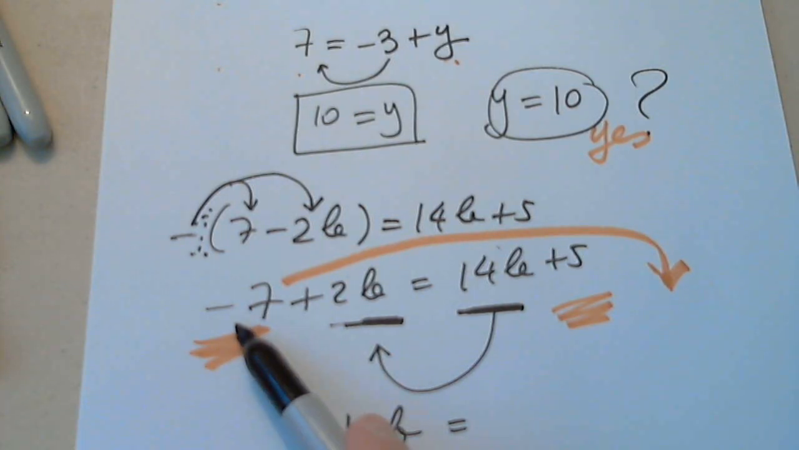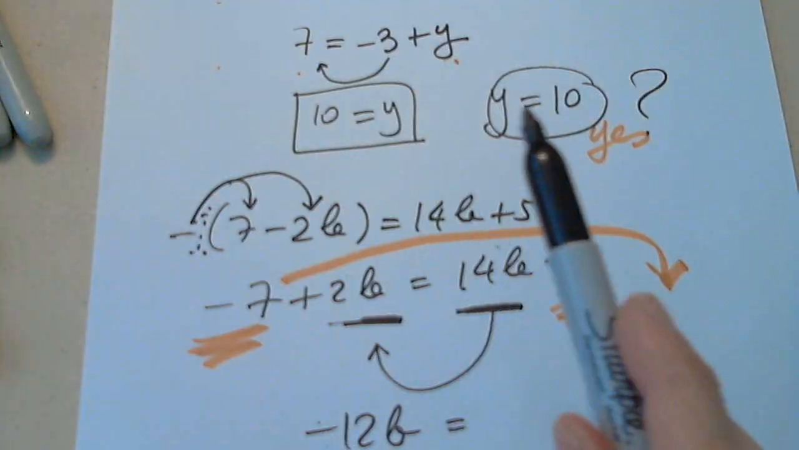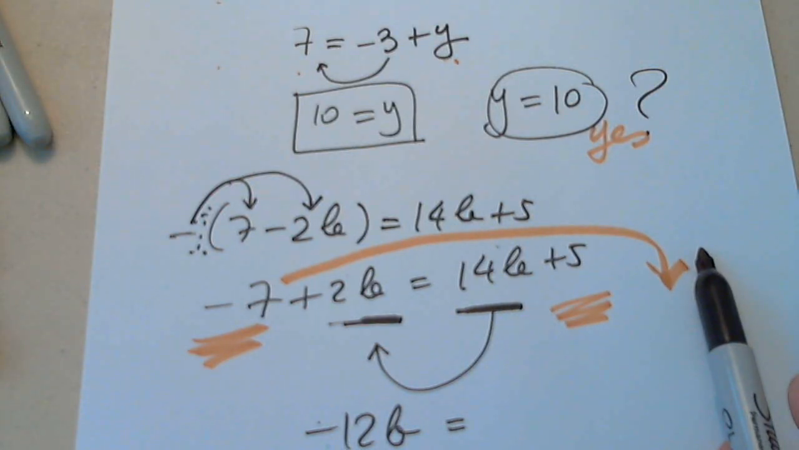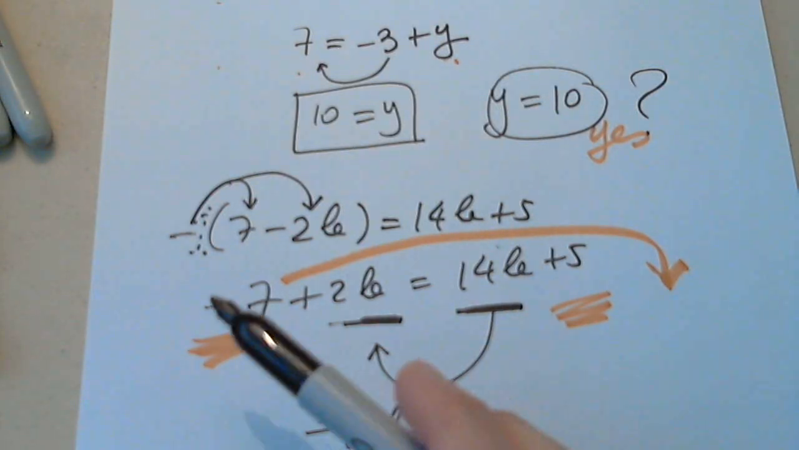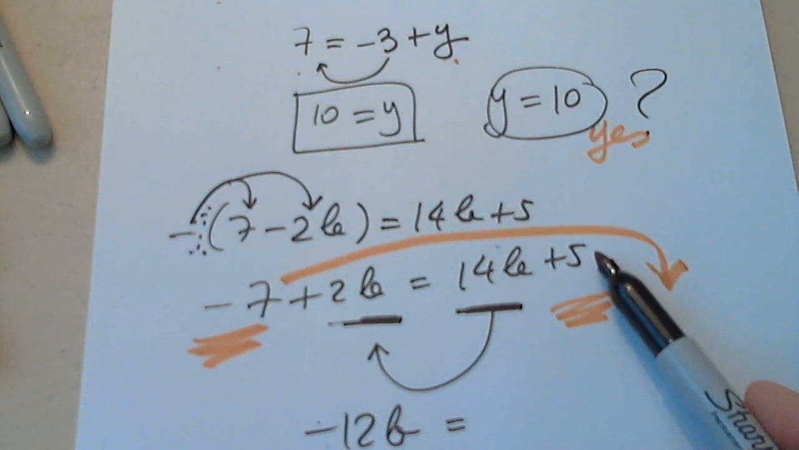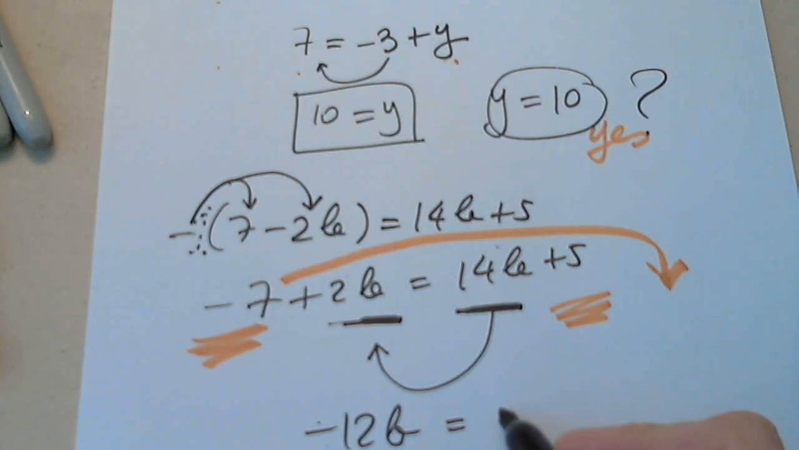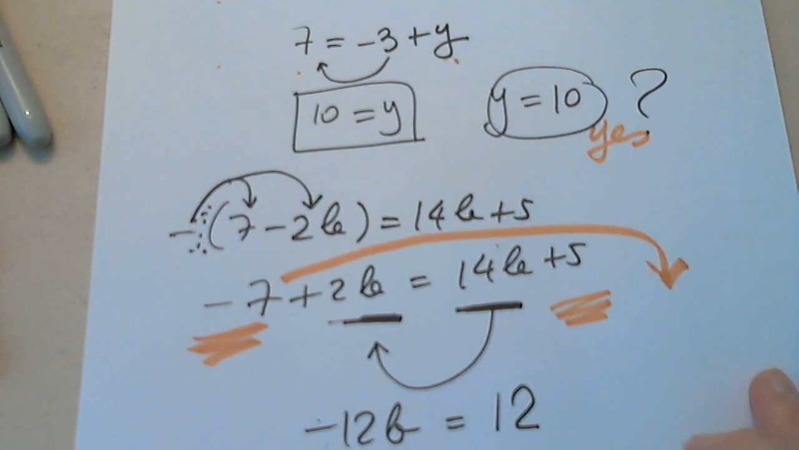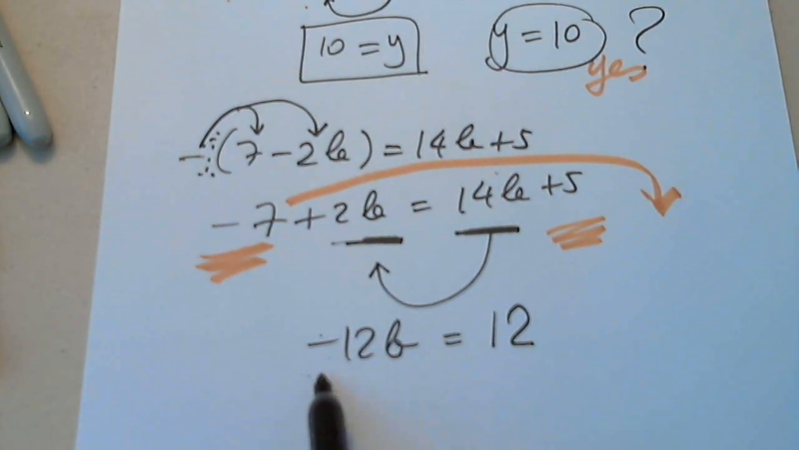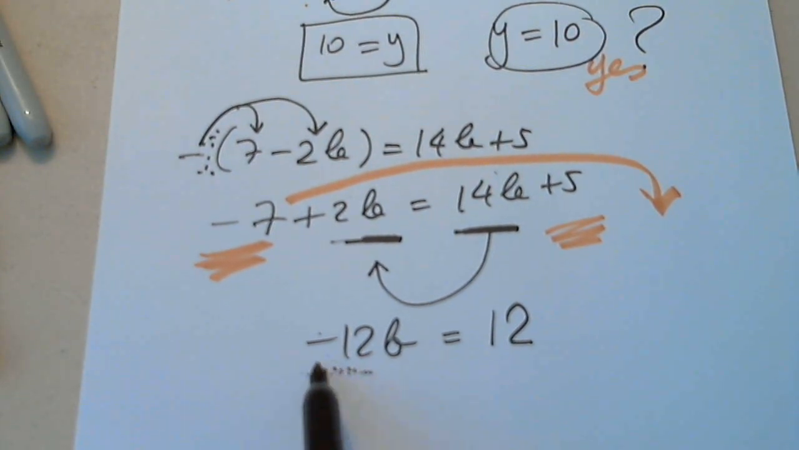Okay, now the negative 7 moves to the other side. It becomes positive. So I have a positive 7 plus 5. Good. Final step. I need to get rid of this because I want to solve for b.